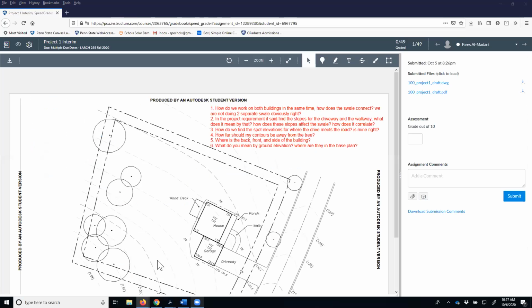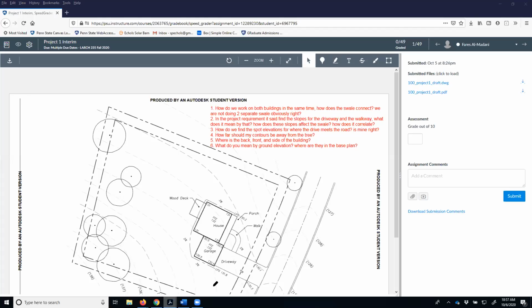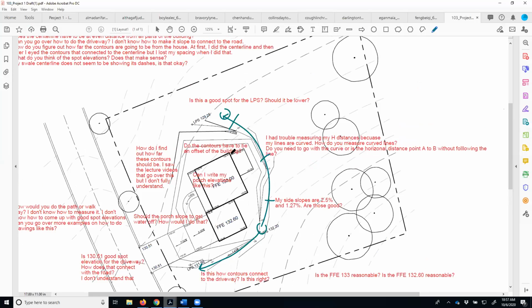So if we went back to your building here, I somehow changed drawings. There we go. So if we go back to your building, that means there's a distance away from the building that we only want to have a maximum of 5%.